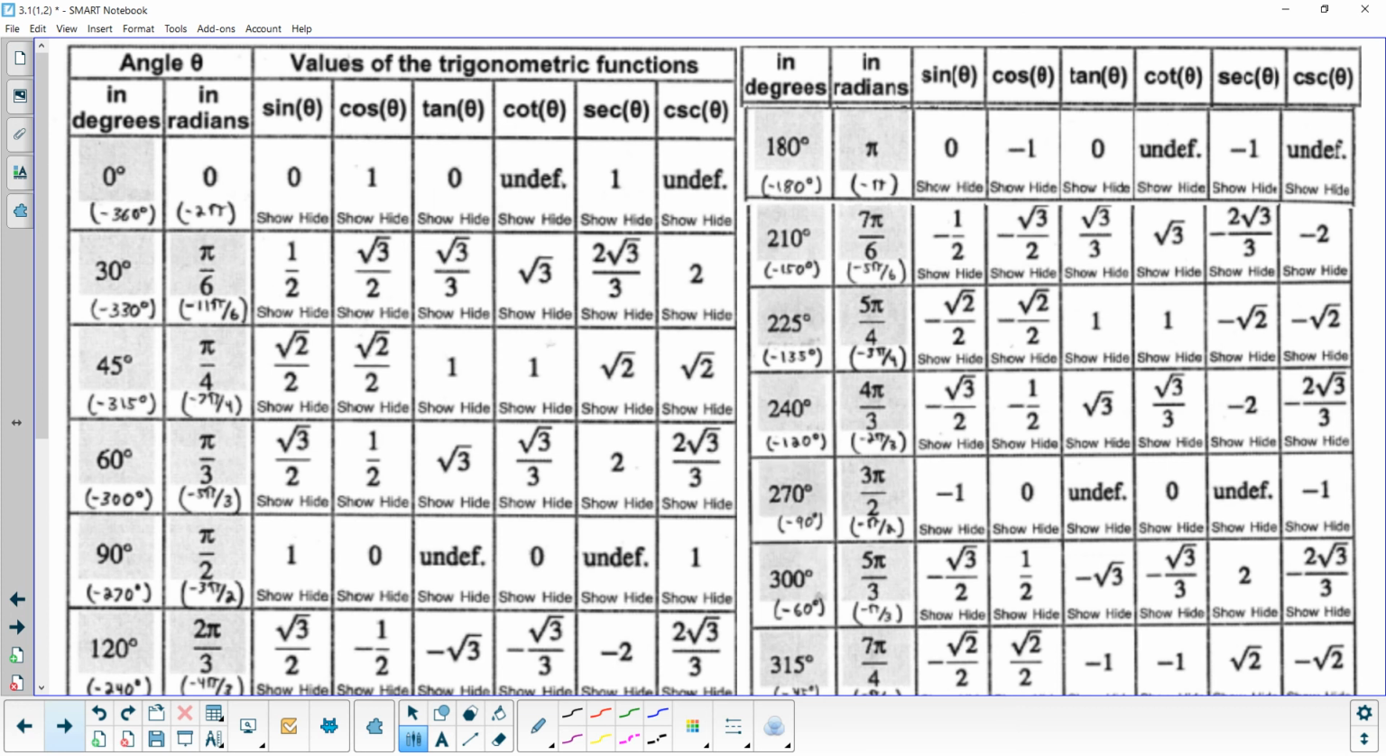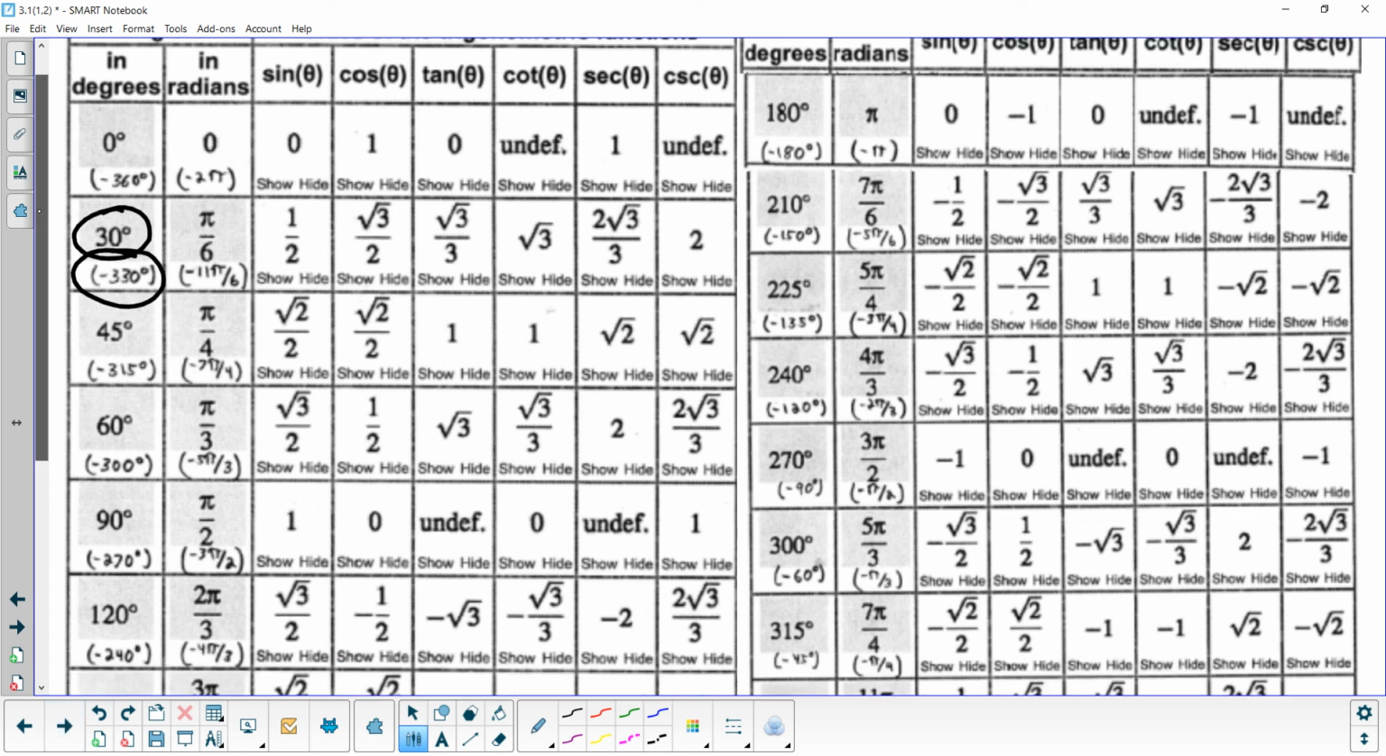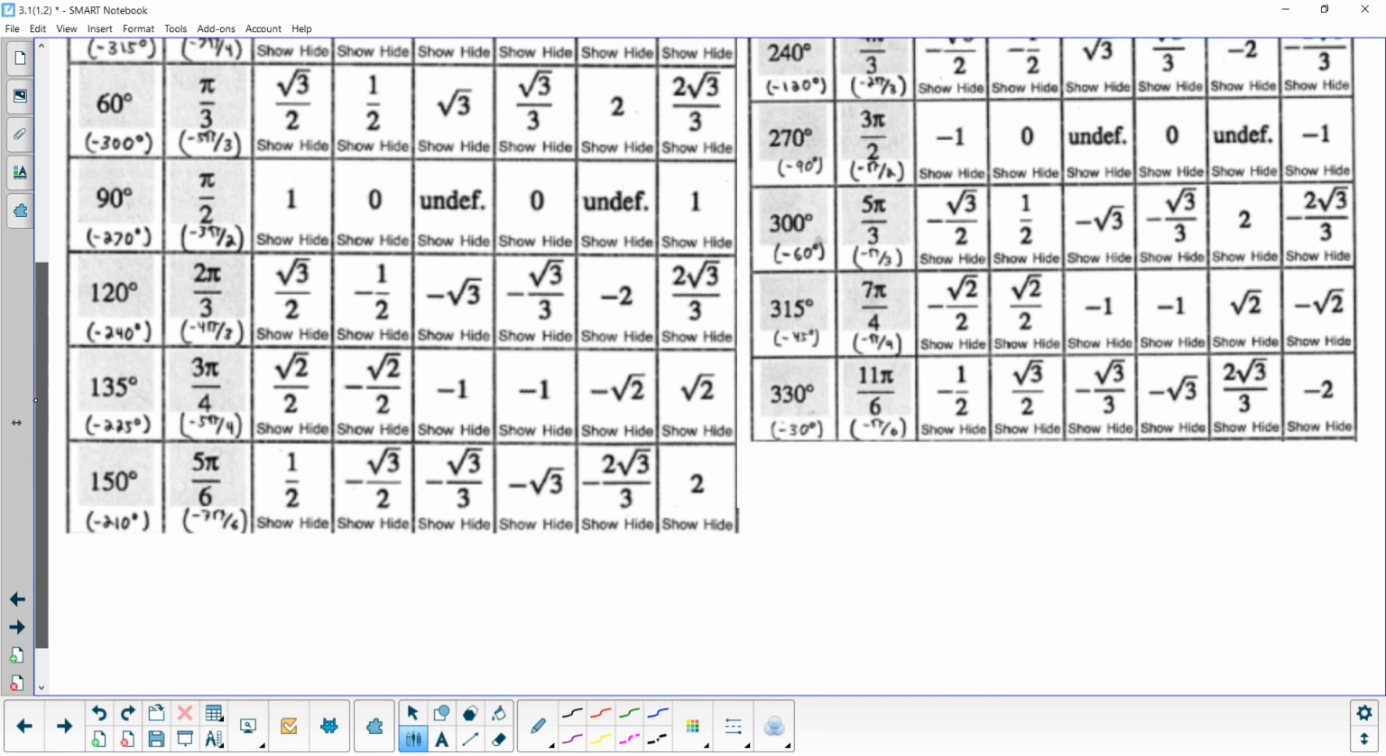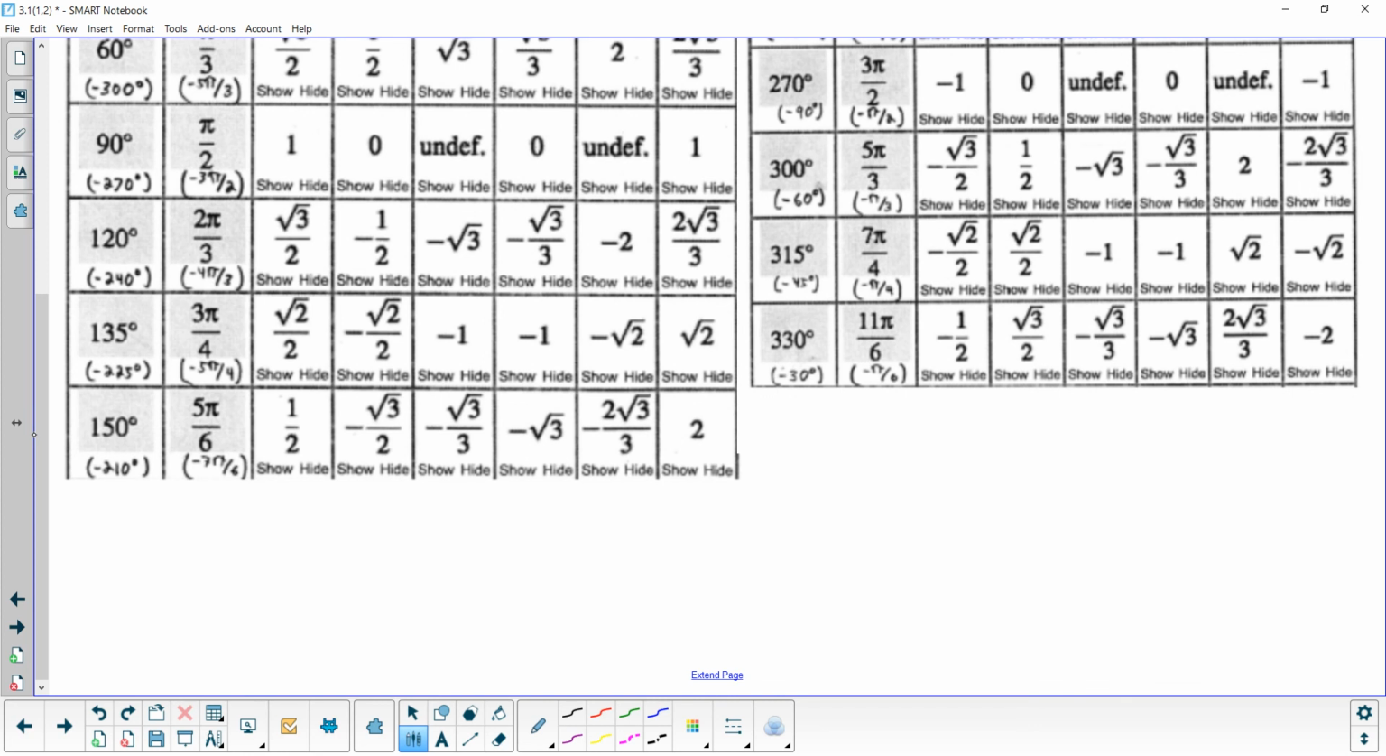So, going down the sine column, where do we first see 1/2? Yeah? 30 degrees. Yeah, we see it at 30 and negative 330. Let's go down and see if we see it again. Okay, do we see 1/2 anywhere else? Yes, Colby. 150. Yes, 150. Negative 210 if you want to think of it as a negative. Remember, the difference between a negative and a positive is just adding or subtracting 360. That's how you get the negative. 150 minus 360, minus 1 revolution.